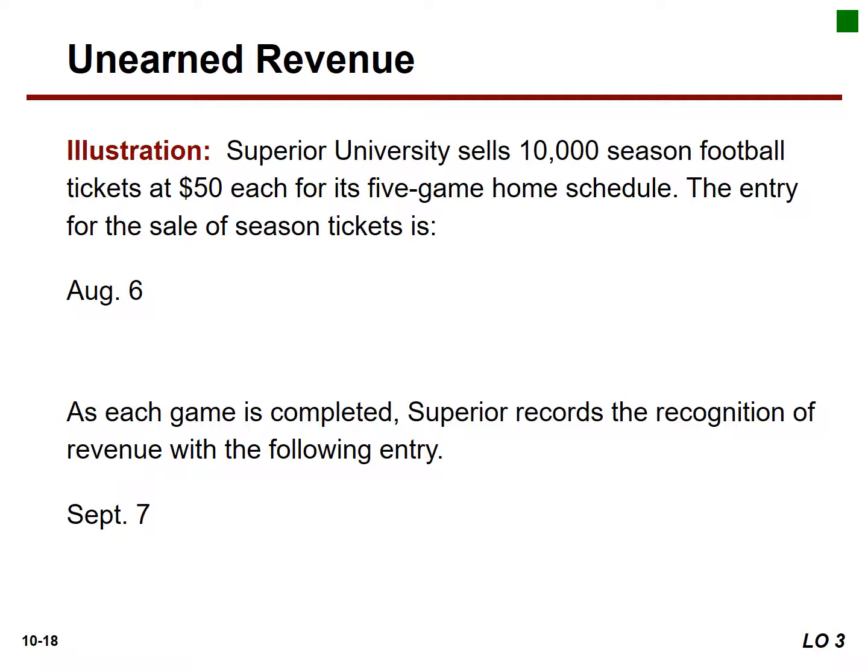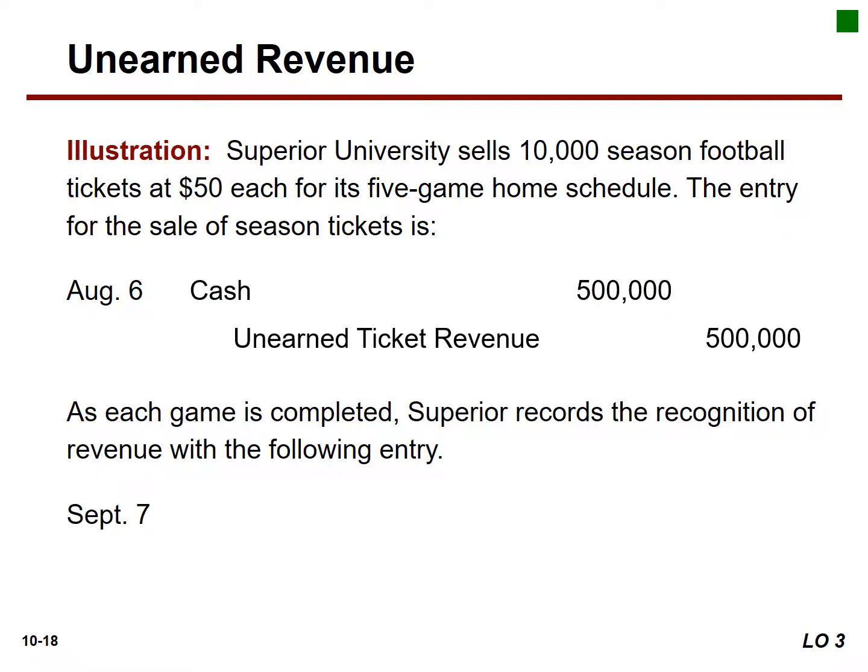So our university here has sold 10,000 season football tickets at a cost of $50 each for its 5-game schedule. So again, payment is made in advance. This university is going to debit cash for the amount of cash that's received and credit an unearned revenue account, in this case called unearned ticket revenue, for the $500,000.